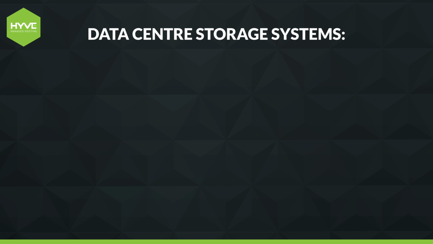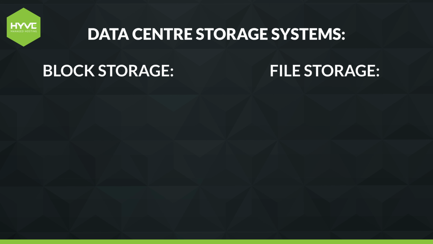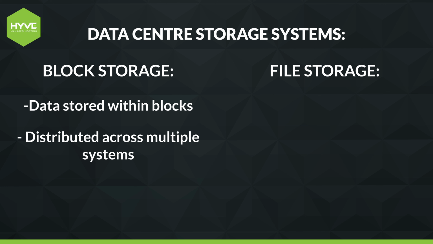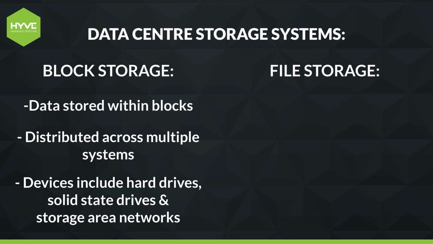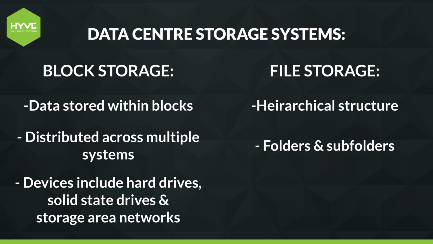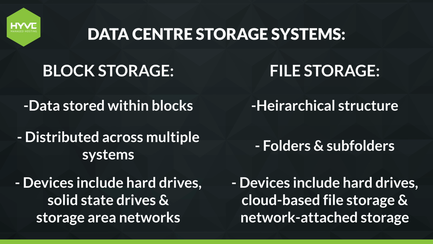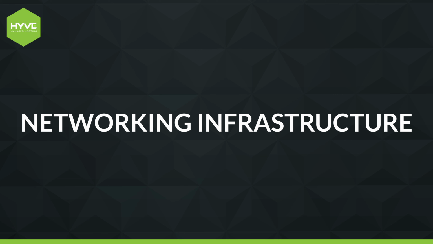Storage systems. Storage systems are used to manage and archive data. There are two types of systems used within data centers: block storage and file storage devices. Block storage is a method of storing data within blocks, which can be distributed across multiple systems. Block storage devices can include hard drives, solid-state drives, and storage area networks. File storage devices use a hierarchical structure with folders and subfolders, and can include hard drives, cloud-based file storage, and network-attached storage.